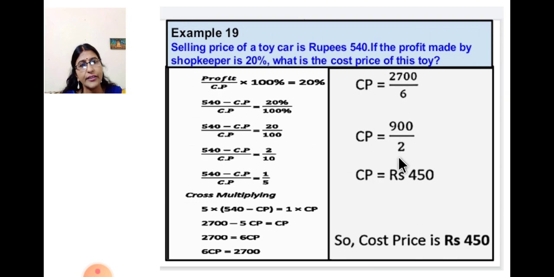And then again we will reduce this. You will get rupees 450. So cost price is rupees 450. Children, practice all the sums again in your notebook.